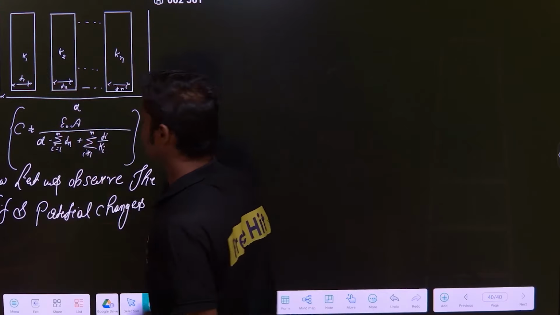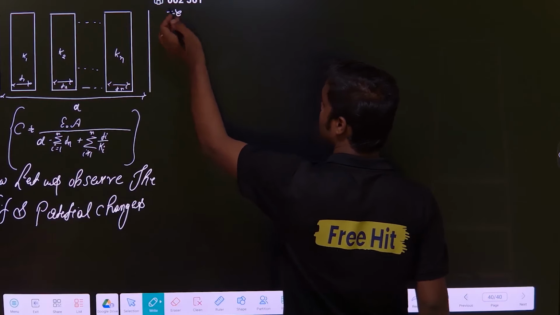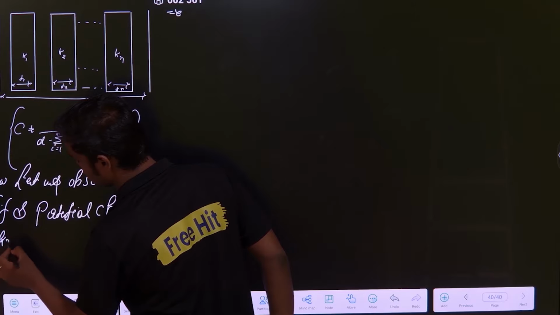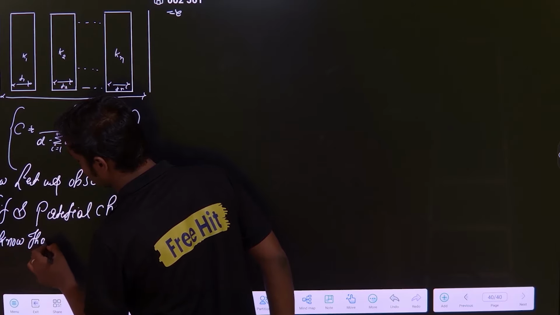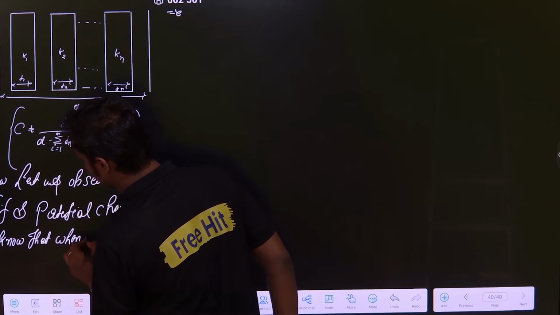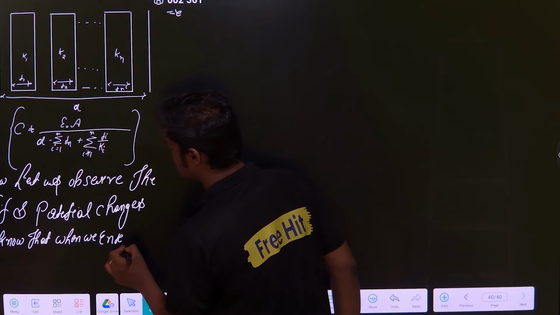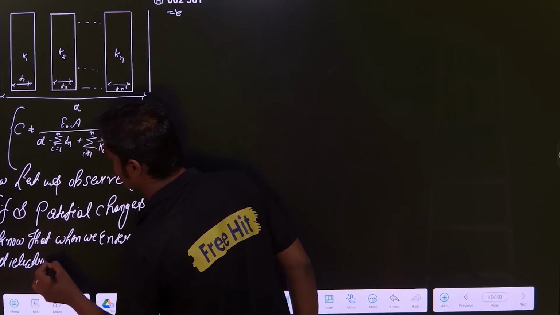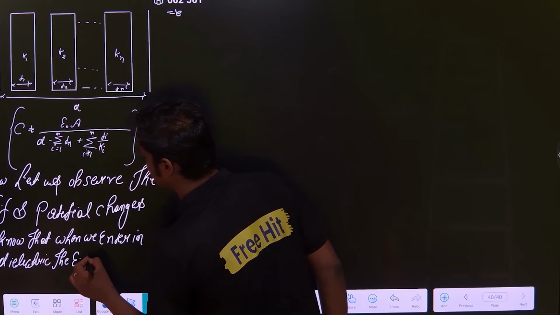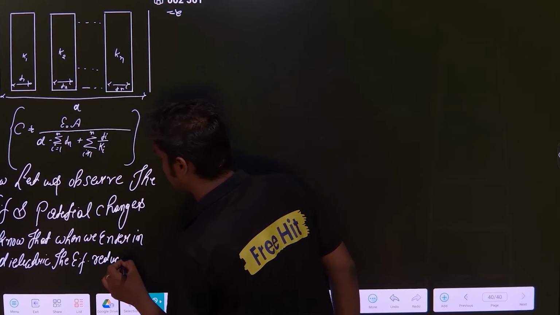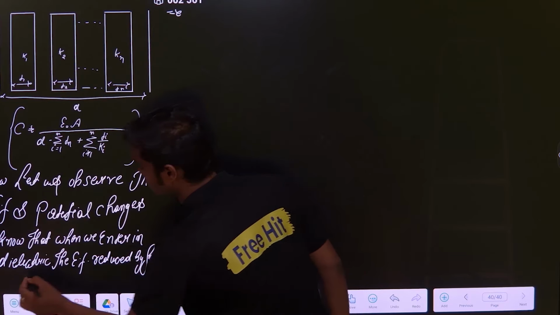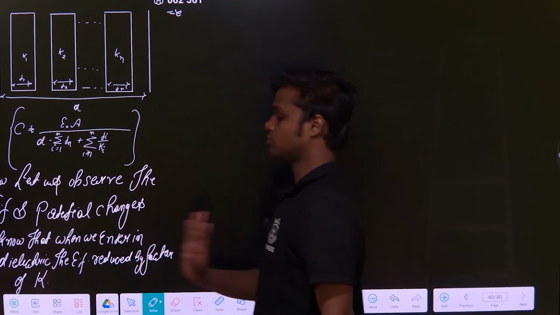We know one thing. Whenever we enter into the dielectric, the electric field is reduced by a factor of K. Okay, so we know that when we enter a dielectric, the electric field is reduced by a factor of K. That we know, that is sure.